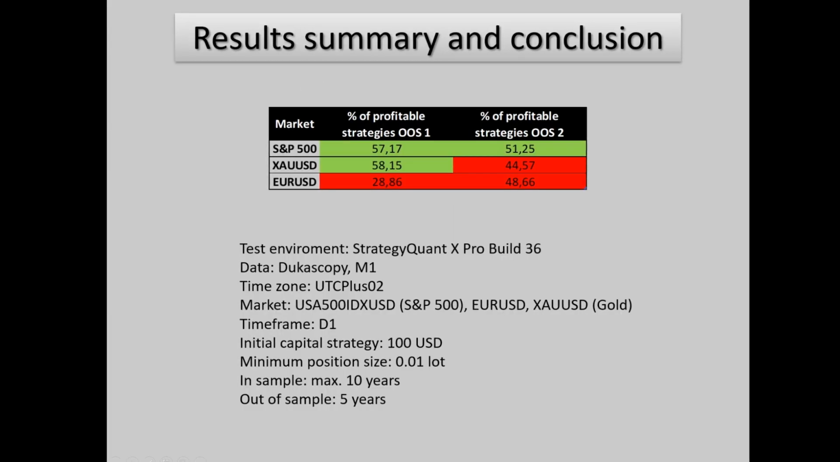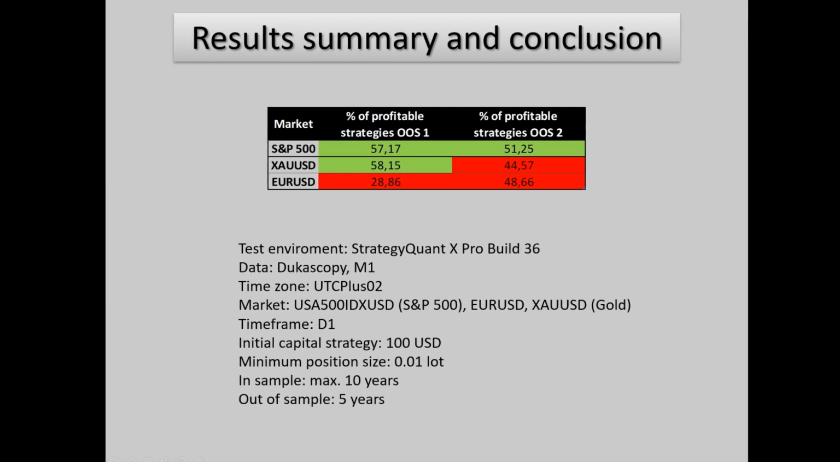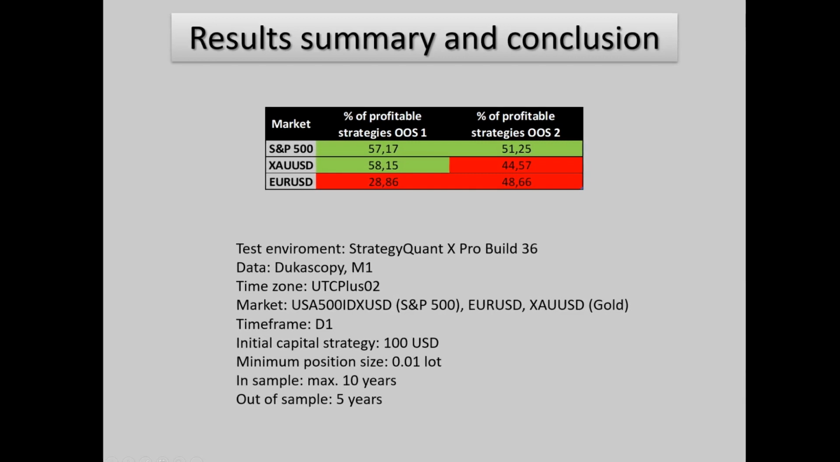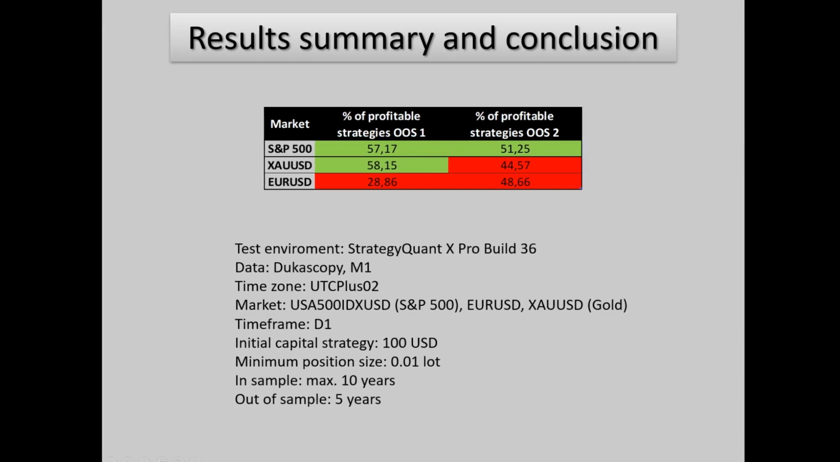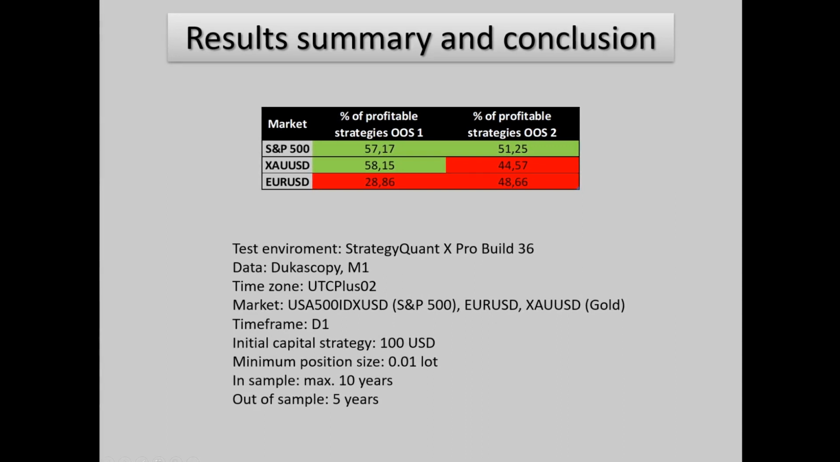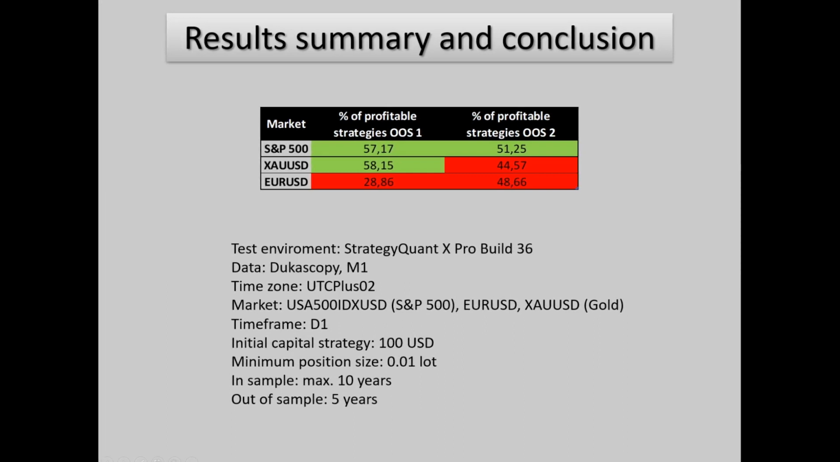The test results for the Bulldozer strategy are as follows. For the S&P 500 market, the first test showed that 57.17% of the strategies were profitable, while in the second test this proportion was 51.25%. For the gold market, the same parameters were used as for the S&P 500 test. In the first test, 58.15% of strategies were profitable, while in the second test, 44.57% were profitable. Also for the EUR/USD currency pair, the same testing parameters were used for the out-of-sample tests as in the previous two cases.